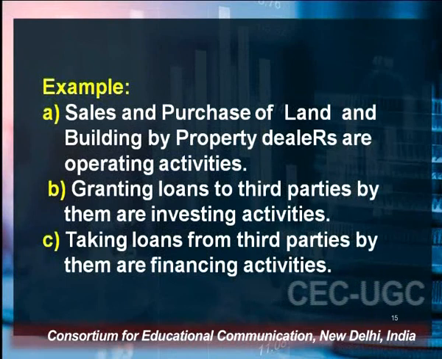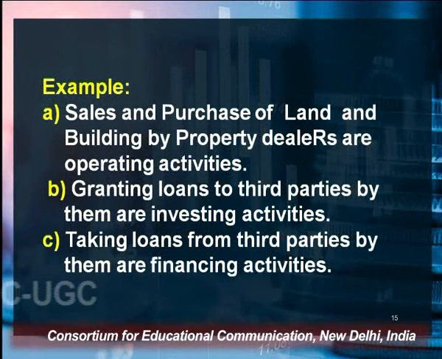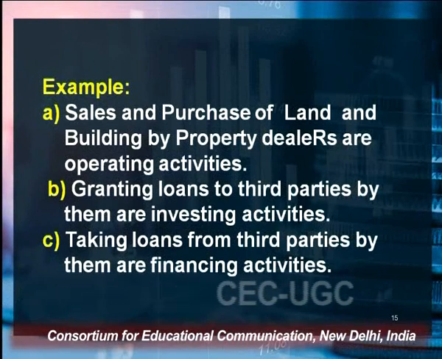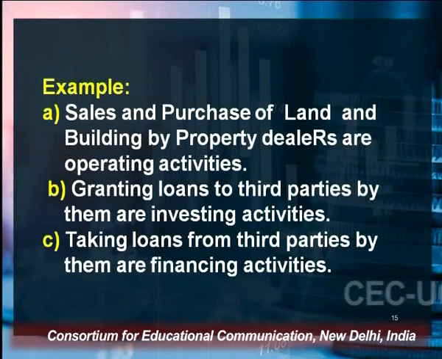The examples of operating activities are, say, the sale and purchase of land and building by property dealers. If they are granting loans to a third party, then these are investing activities. If they are taking a loan from a third party, these are known as financing activities. So operating profit occurs only when it is from the operating activities.